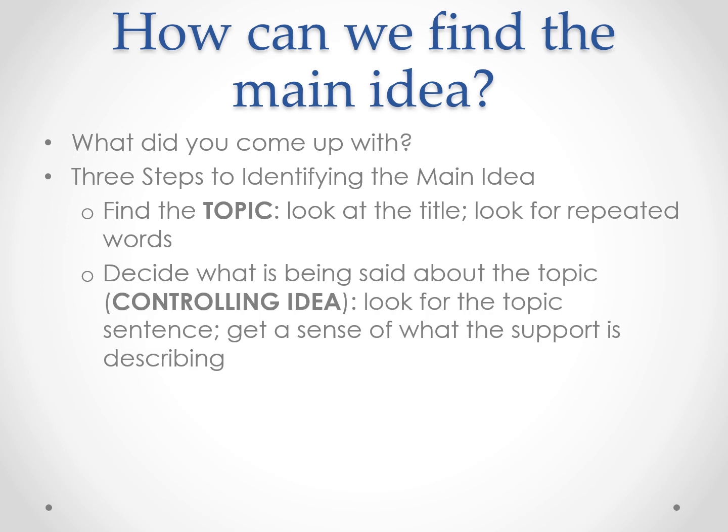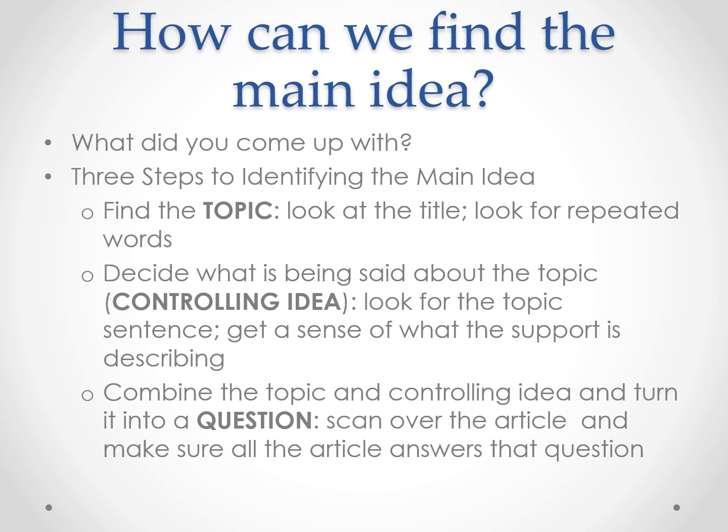The second thing that we need to do, once we have decided what the topic is, is ask ourselves, well, what is the author saying about the topic? And this can be called the controlling idea, right? What is the author's point? This is the topic. What is the author saying about this topic? If we're looking at a paragraph, we want to look for a topic sentence. If we're looking at an article, we want to look for maybe a thesis statement or some sort of sentence that gives us a sense of what the whole thing is describing.